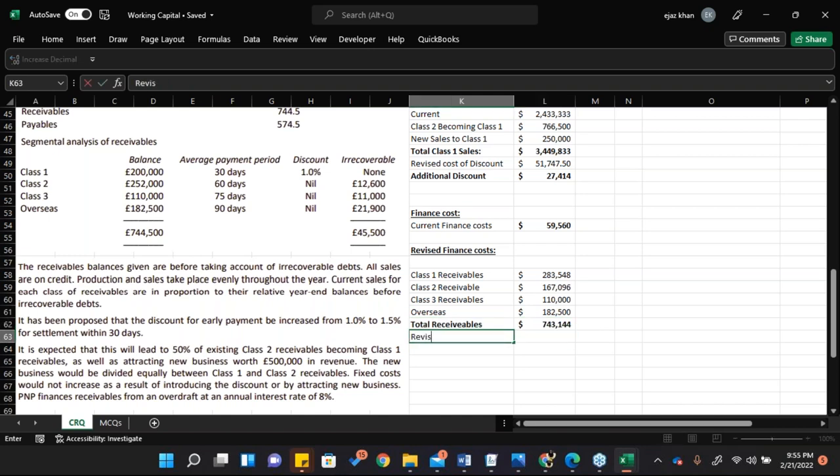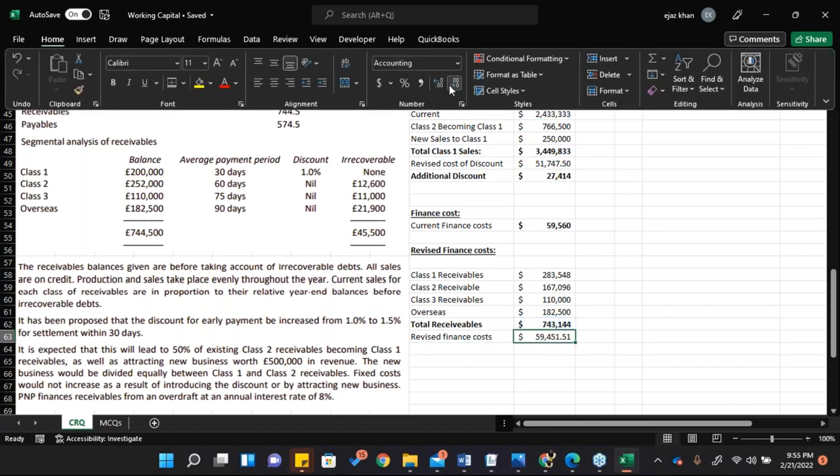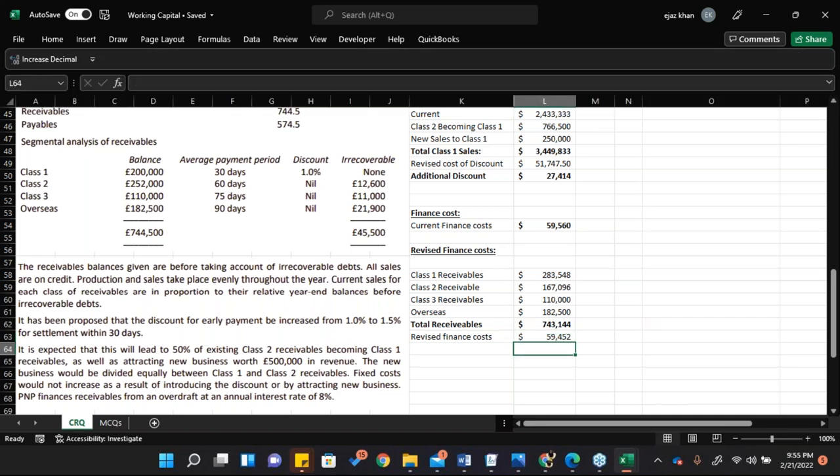And revised finance cost will be 8% of this. $59,452. So there isn't a big change in this, but still there is a saving in the finance costs. No big change in the finance costs. 59,560 minus 59,452. It's only 108. That's the saving in the finance cost.